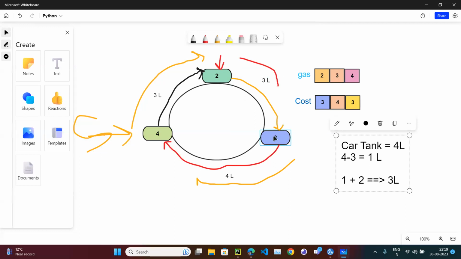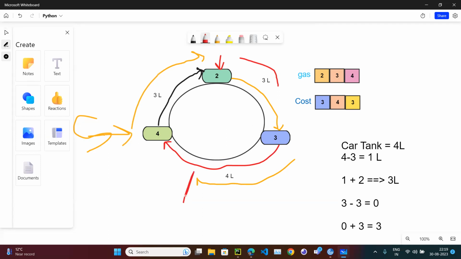As soon as our car reaches 3, all the 3 liters finish. 3 minus 3 is equal to 0. So now we can fill the tank. 0 plus 3 is equal to 3. Okay, so let's start moving. But we are going to stop, because to move from 3 to 4 we need 4 liters of gas and we have only 3 liters. So we have not completed the circular route.